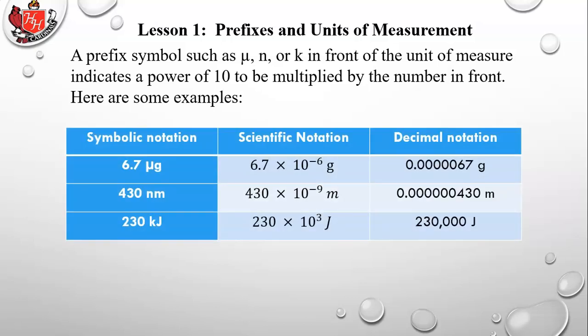If you have 6.7 micrograms, that means 6.7 times 10 to the minus 6. Go back to that chart on the previous slide. 6.7 times 10 to the minus 6 grams. If you have 430 nanometers, nano is 10 to the minus 9th, so that's 430 times 10 to the minus 9th meters. 230 kilojoules, that would be 230, kilo is 10 to the third, so 230 times 10 to the third joules. Again, you'll get used to using these very quickly by just working problems with them. At first, you might have to think about them a little bit, but eventually they'll become just as natural as counting 1, 2, 3, 4, 5.